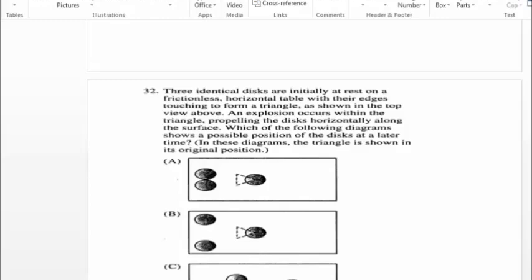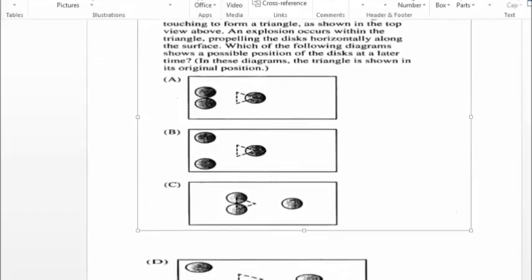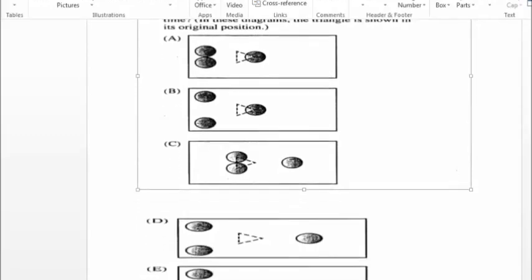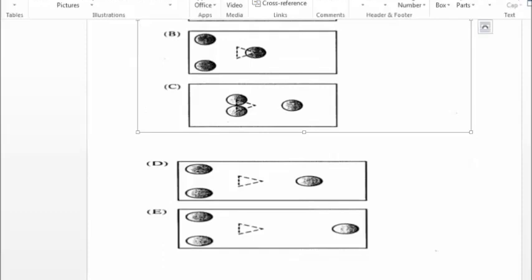In this diagram, the triangle is shown in its original position. Okay, so this is the original position of the triangle. So that means these two disks were here, and because of the explosion they have moved out. Now we know that the explosion should not change the center of mass of the configuration. So what is the thing which doesn't change the configuration? Now here there is no vertical movement, there is only horizontal movement.